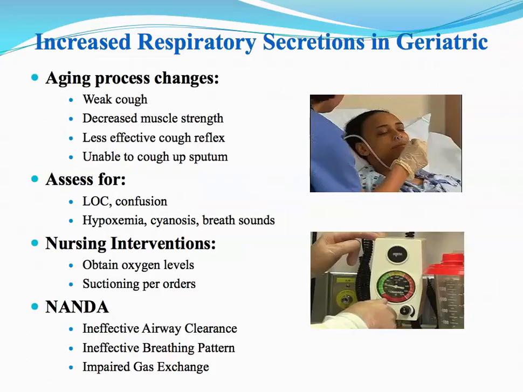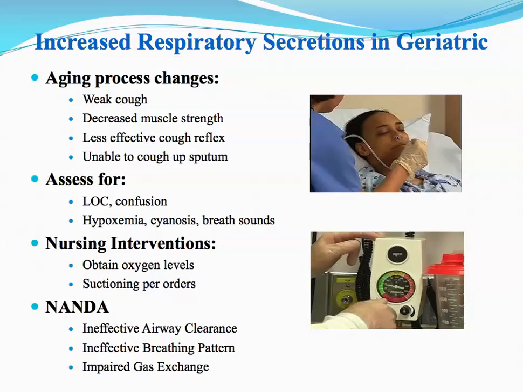So again, with your older adults, it's really important to note that their cough reflexes will change as they age. So that means that they can't cough up mucus quite as effectively. And that also means that if they have something like pneumonia and they're taking Mucinex to help loosen up some of that mucus, they may not be able to cough it up quite as effectively as someone who's younger. So they may be some of those individuals that would benefit from suctioning.